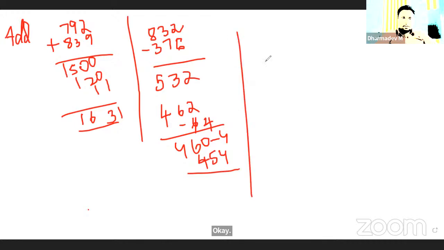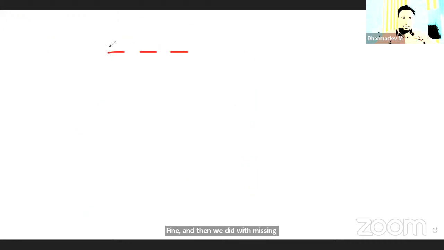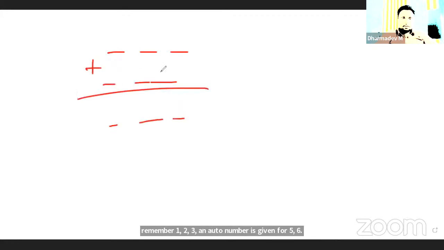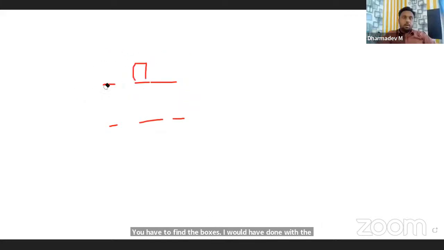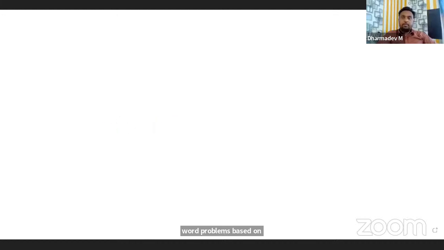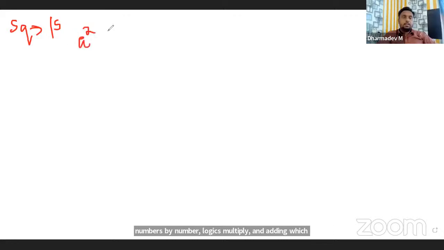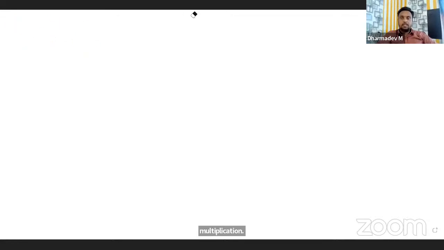And then we did with missing numbers. I hope you remember, 1, 2, 3, another number is given. 4, 5, 6 has been added. The answer also will be given, and the missing numbers, you have to find the boxes. We would have done the word problems based on operations. Yes, and we have done with square numbers. Square number logics, multiplying numbers ending with 5s, and simple multiplication to split, and over using algebra, a squared plus 2ab plus b squared. We would have done these concepts. So almost we are close with the multiplication, and we are now moving into decimals.